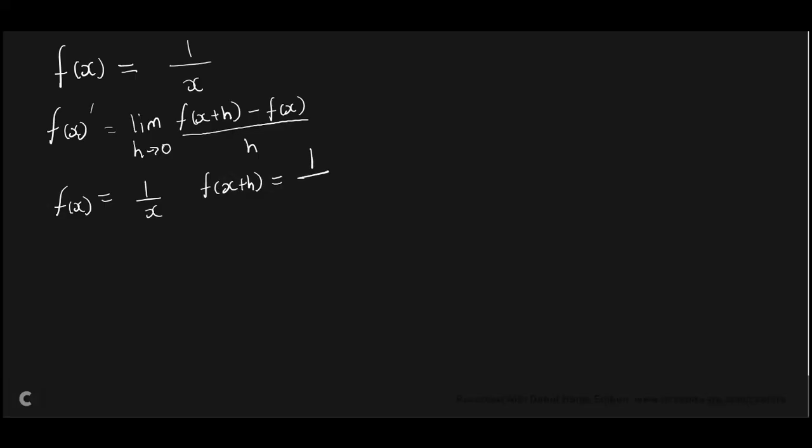So 1 over, down here there's x, so we have to say 1 over x plus h, like that, right? Then the next thing is we have to substitute in the given equation. f'(x) equals the limit as h approaches 0 of, what is f(x+h)? It's 1 over x plus h, minus, what is f(x)? It's 1 over x, divided by h.